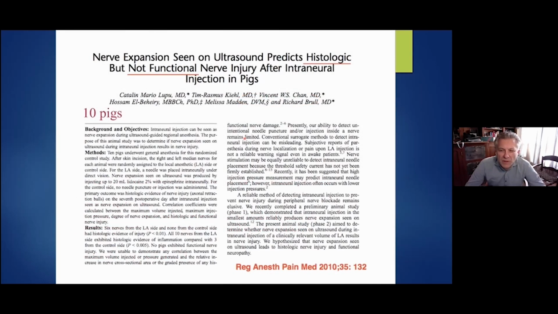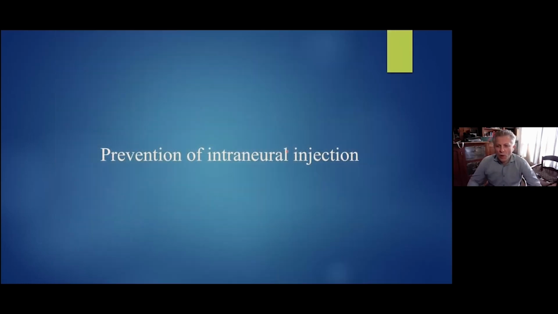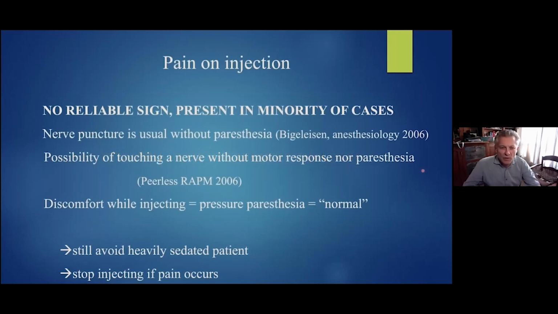This one is interesting because it was done in pigs, only 10 pigs, but they saw that an intraneural injection caused a histologic injury, but not a functional nerve injury. And that, of course, is important to know. So now, how can we prevent an intraneural injection? Because that's the safety procedure and the purpose of this talk.